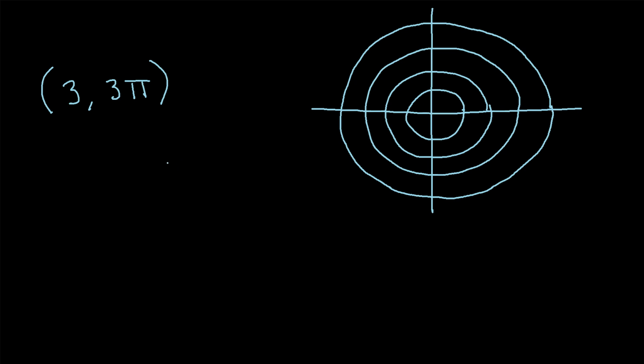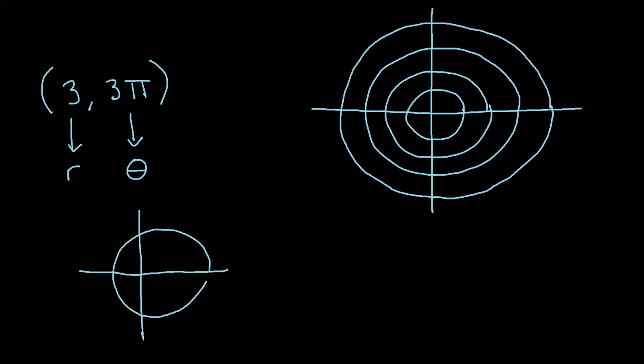Okay, let's try another one. Let's say we're given the polar coordinates 3, 3 pi. So once again, this first value represents the radius, and 3 pi represents the angle, or theta. So if we think about our unit circle, if we go all the way around the circle, that's 2 pi. And if we go 1 more pi, so 3 pi total, we will land right here.